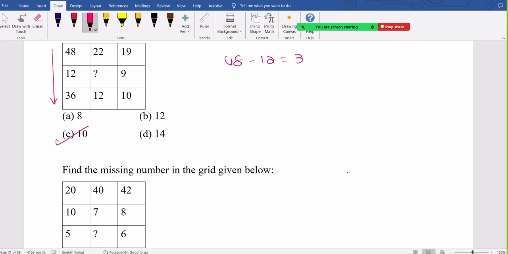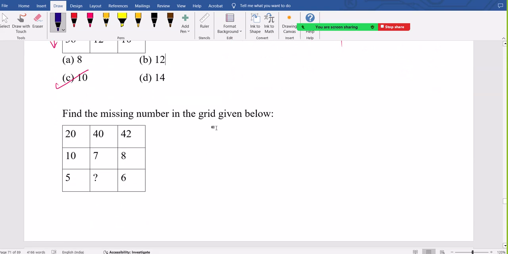Like this, they're giving very easy questions also. We'll think in a complicated way, but you have to look into column wise and row wise, both. That's what is important. Yes, subtracting.